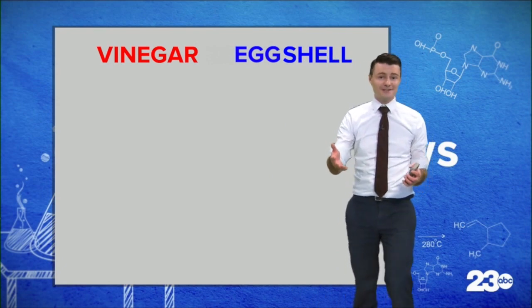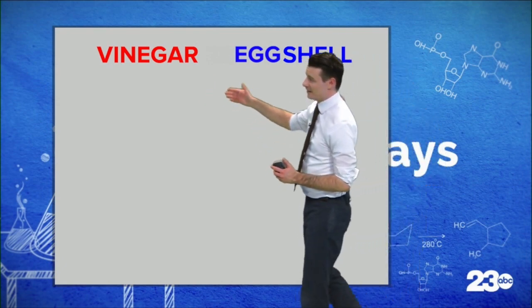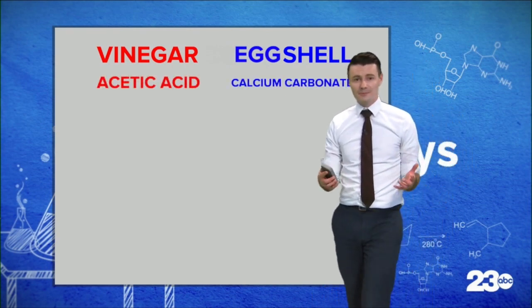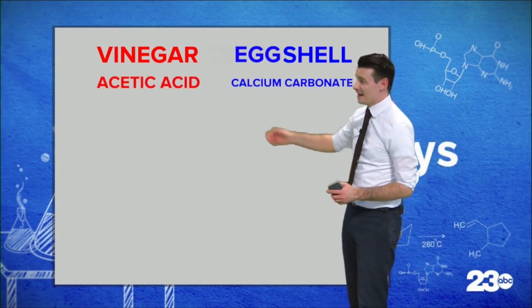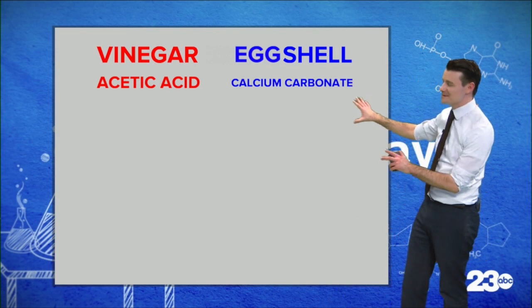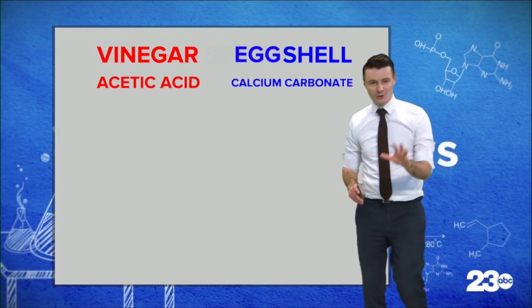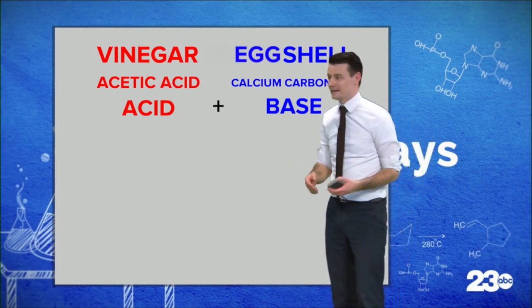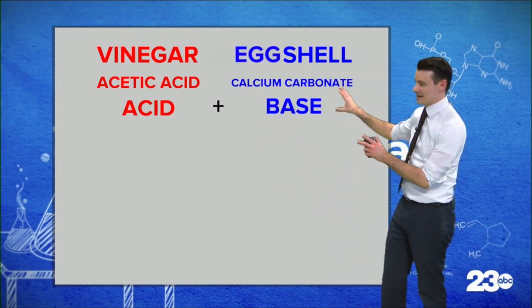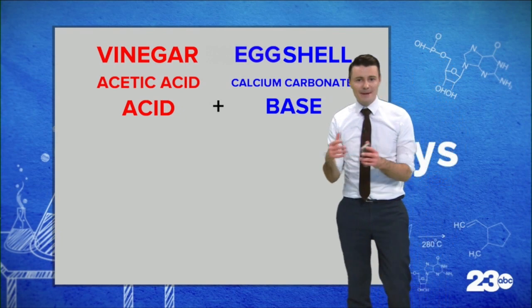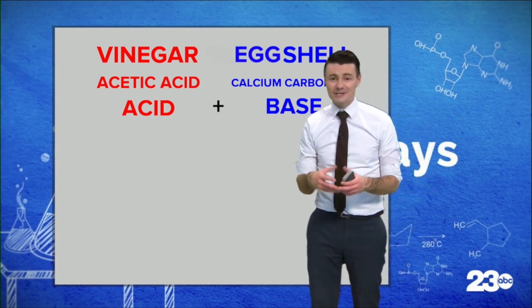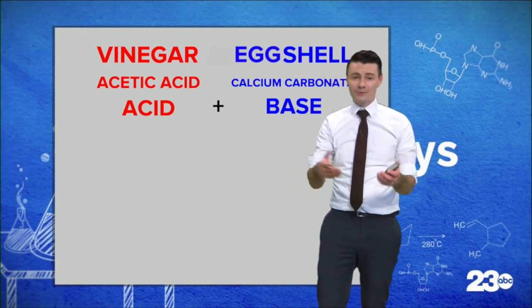There's only two ingredients going into this, vinegar and the eggshell, but we have to break that down a little bit more. Vinegar is made up of what we call acetic acid, and the eggshell is made up of something called calcium carbonate. Now, if we look at that in different terms, acetic acid is what's called an acid, and the calcium carbonate is a base. Now, acids and bases are the opposite of each other, and when we add them together, we tend to get a chemical reaction, just like we did today.